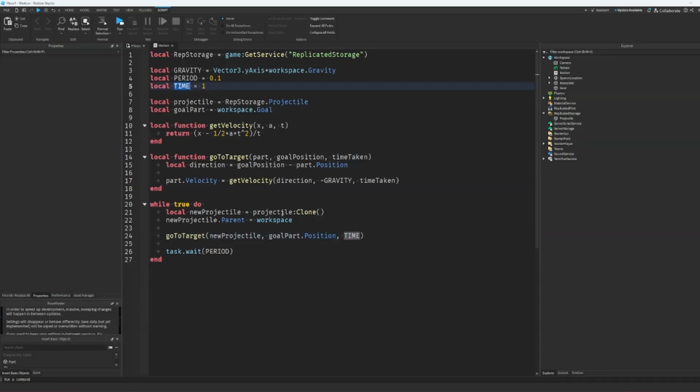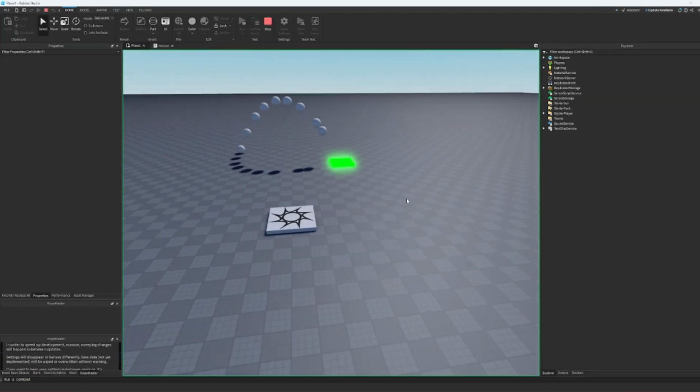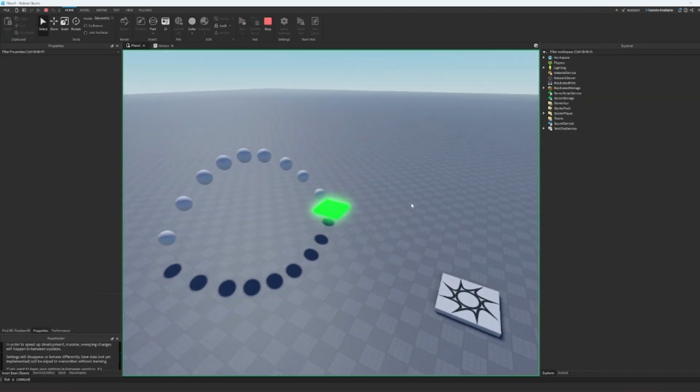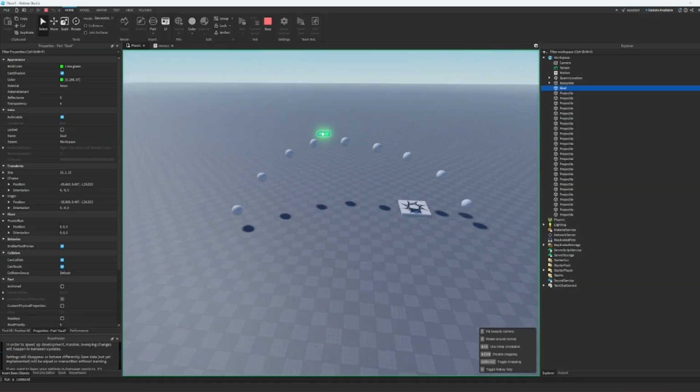So you have that there, and yep. Let's see if our code works. And yeah, works first try. And if I move this goal, it's going to realign itself.